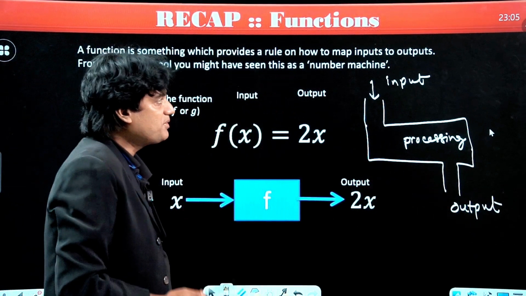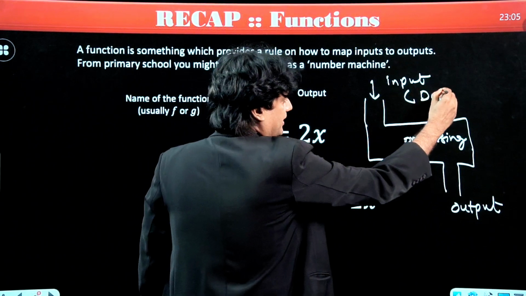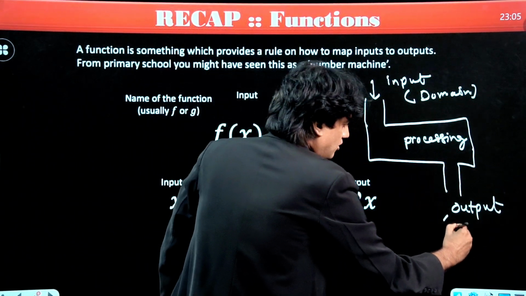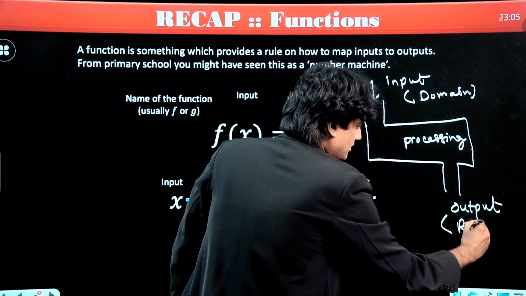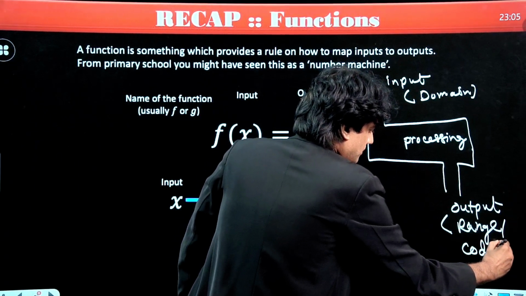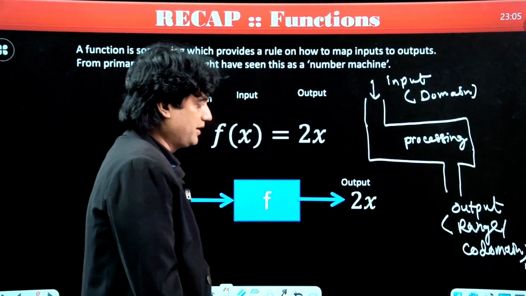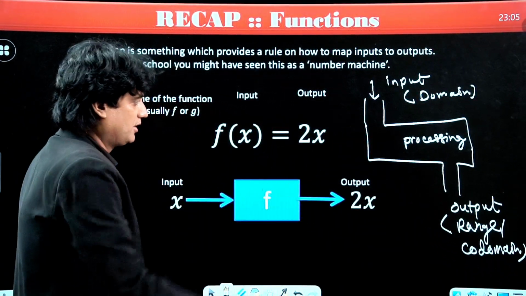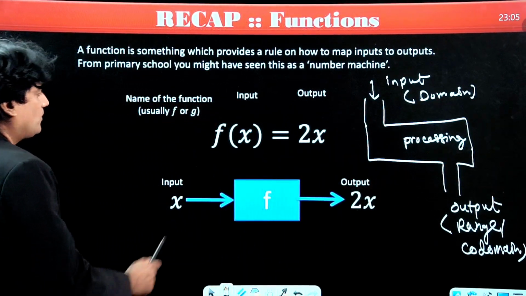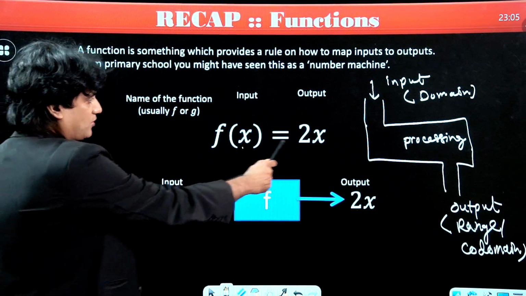The mathematician calls this input the domain of the function. This is the domain. And the outputs are called range or codomain. There is a little difference between range and codomain, but I will discuss it when I discuss domain and range in detail. Anyway, we symbolize the function in this way, say f of x equal to 2x.